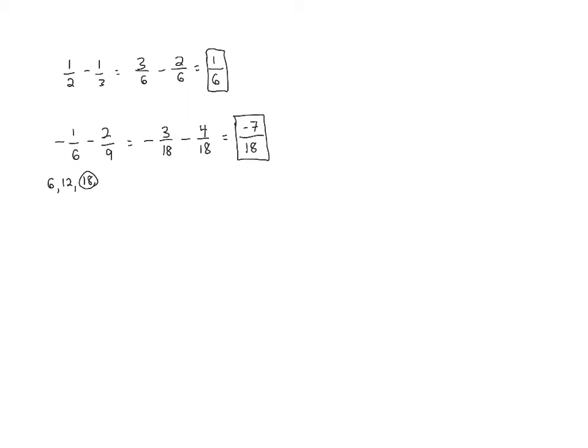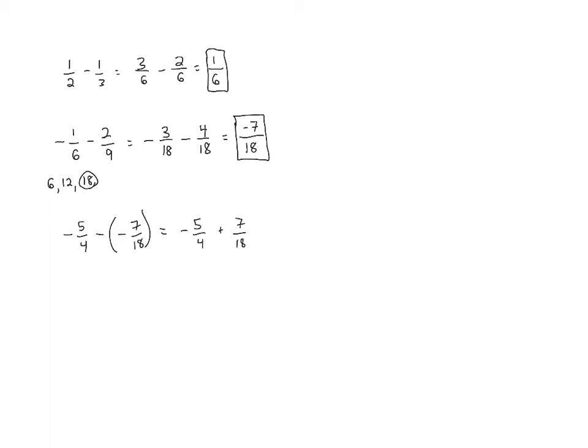Let's do one more problem now. Let's look at -5/4 minus -7/18. First, we have to remember that when we're subtracting a negative, it's the same thing as adding. So we can rewrite this as -5/4 plus 7/18. Now that we've done this, we need a common denominator.